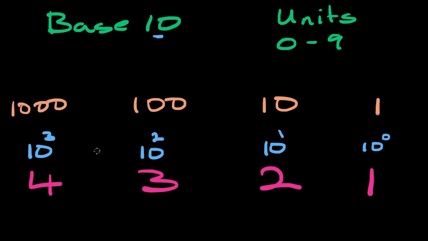So the number you're looking at here is 4 thousands, 3 hundreds, 2 tens, and 1 unit. We have 4 groups of thousands. We have 3 groups of hundreds. We have 2 groups of tens, and we have 1 unit.